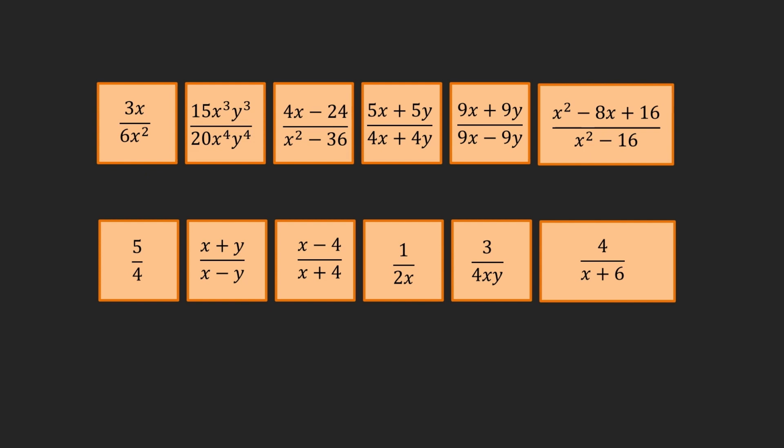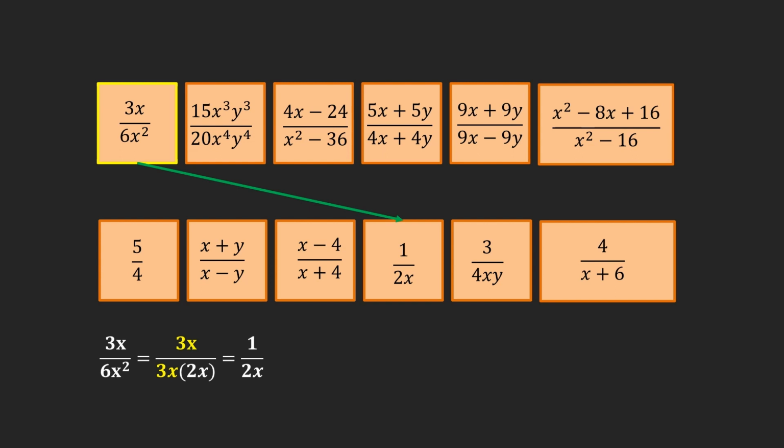For the last part, the same with what we did in our first exercise, we are going to match the boxes at the top to its corresponding box at the bottom. So let's try with the first box. We have 3x over 6x squared. What is its equivalent? So again, we are going to factor out 3x, and what will remain is just 1 over 2x, and this corresponds to that box.